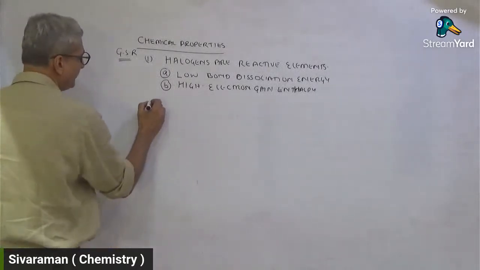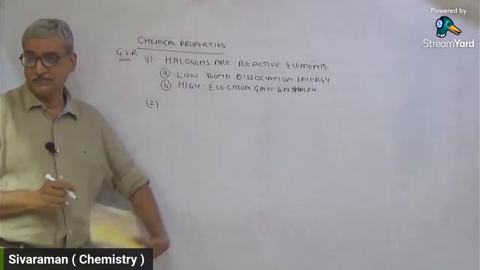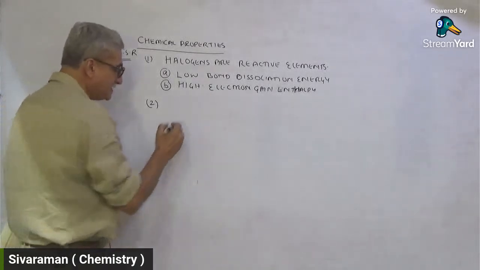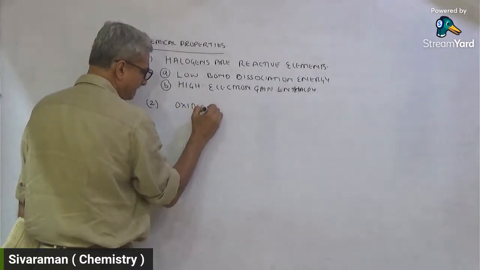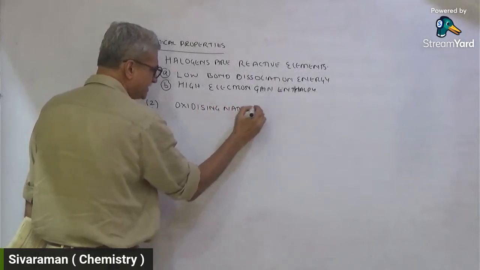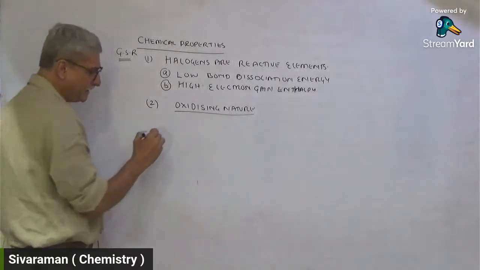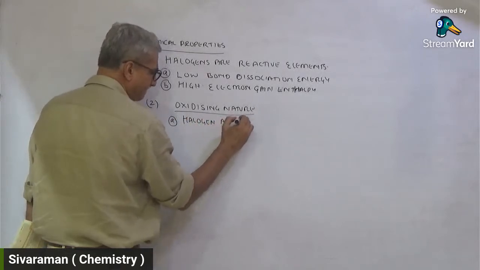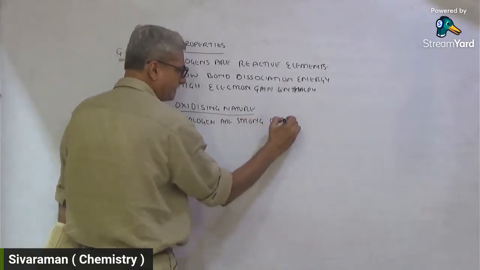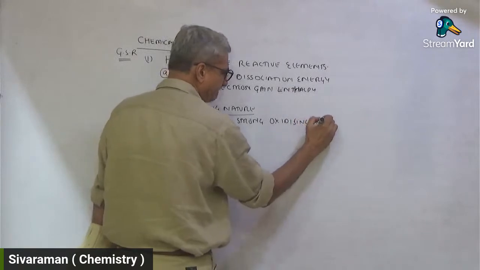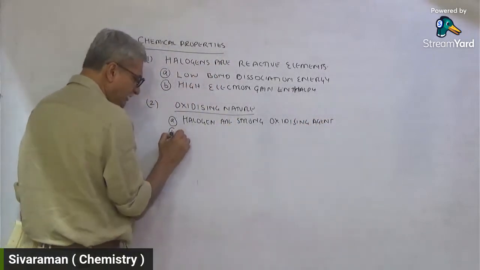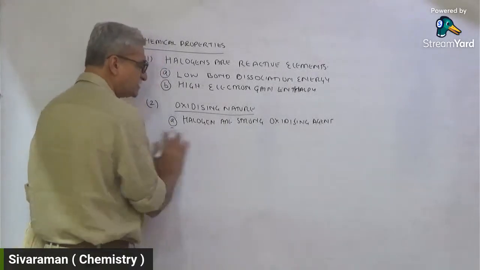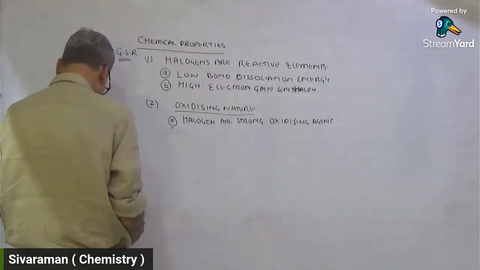The second very, very important thing is the oxidizing nature. You see, this is a question which had been asked as a statement in entrance exams. So what are we realizing? Two statements. A: halogens are strong oxidizing agents. B: fluorine is the strongest oxidizing agent. First write the reason why halogens are strong oxidizing agents, then we'll come to the last point.